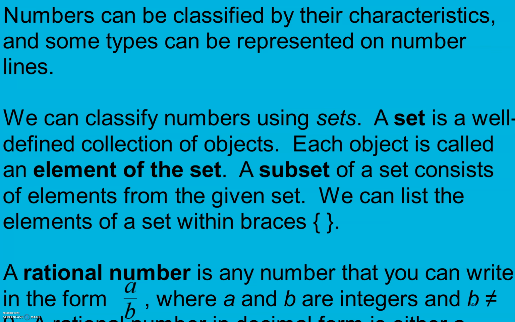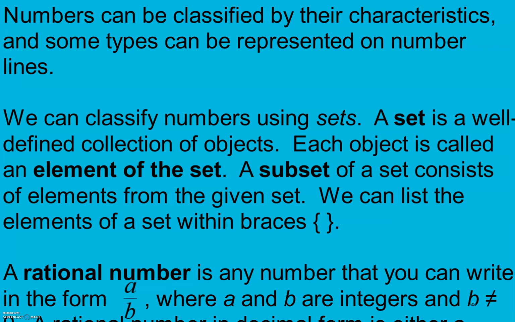A subset of a set consists of elements from the given set. So we list those elements of a set within braces. So one example would be of the people in our class. Remember, that's our full set. We want only the boys, or only the people wearing red shirts, or only the people wearing glasses, only the freshmen. Okay, but again, that's from our set, just our class at that time. And those are subsets.